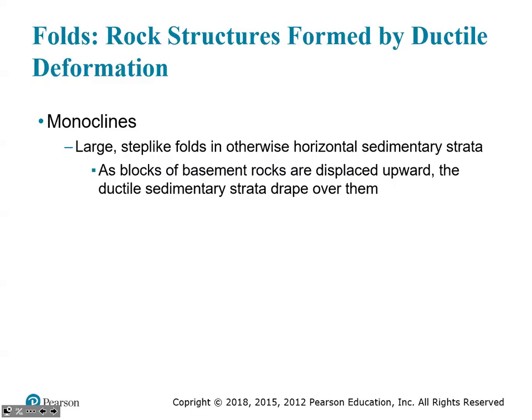These are like a fold, but they only have one side going down or up. So they're large step-like folds in otherwise horizontal strata. This can happen when you have a big block of rock that gets either pushed up or sinks down. Usually it gets pushed up, and the more ductile sedimentary strata on top bends. And so it's like a sheet over a stair step, and you have sort of a smooth overlying step.